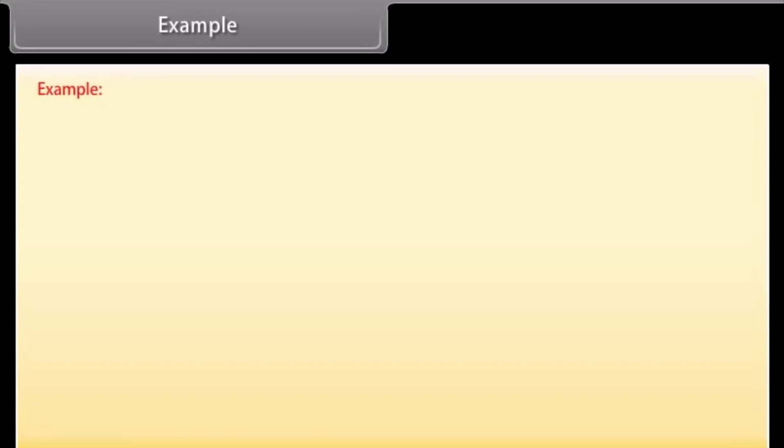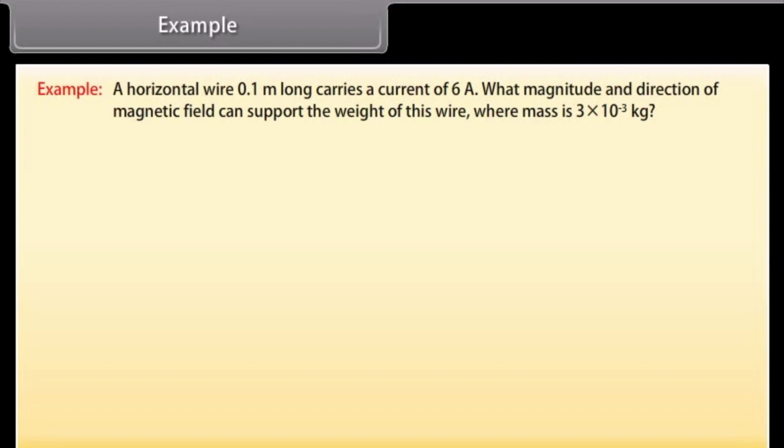Example. Let's take an example of magnetic force on a current-carrying conductor. A horizontal wire 0.1 meters long carries a current of 6 ampere. What magnitude and direction of magnetic field can support the weight of this wire, where mass is 3 into 10 raised to the power minus 3 kilogram?